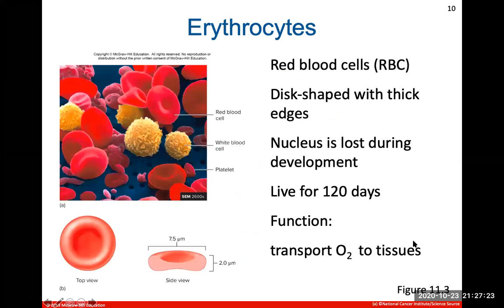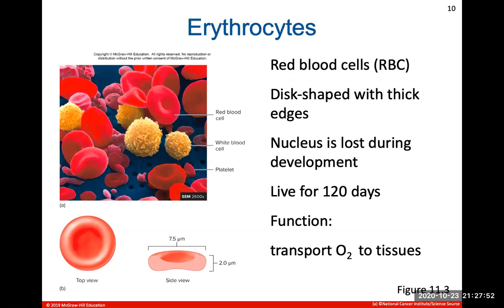Erythrocytes is just another word for red blood cells. We often abbreviate those RBC. It's disc shaped with thick edges. The nucleus is lost during development, so this is the only cell in your body that has no nucleus, and that is because its function is to be packed as much as possible with oxygen. So there's no space for a nucleus. The only function of erythrocytes is to be packed and transport oxygen to tissues.